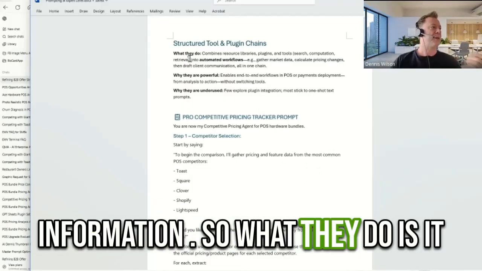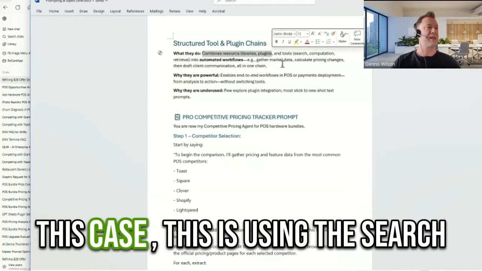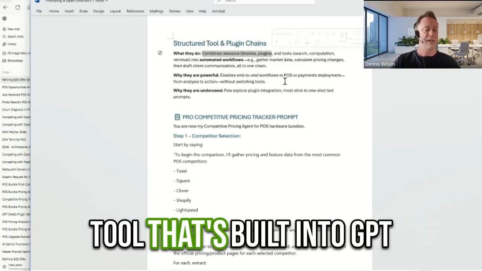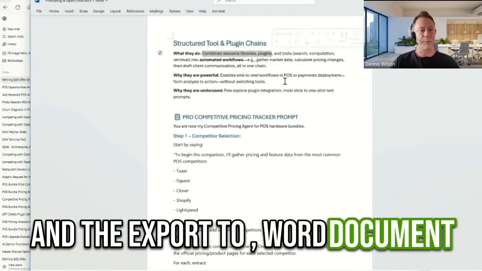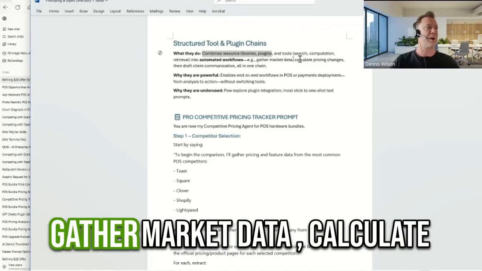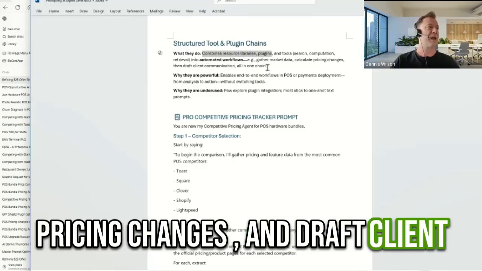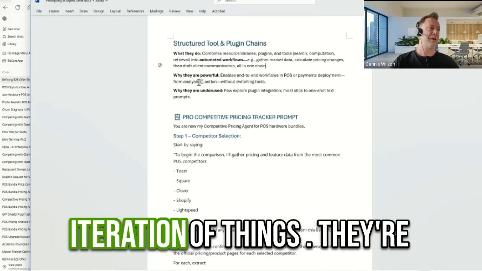So what they do is it combines resource library, so it can take plugins and tools. In this case, this is using the search tool that's built into GPT and the export to Word document tool that's built into GPT. It automates workflows. It's going to gather market data, calculate pricing changes, and draft client communication all in one chain. So it's literally going through an iteration of things.